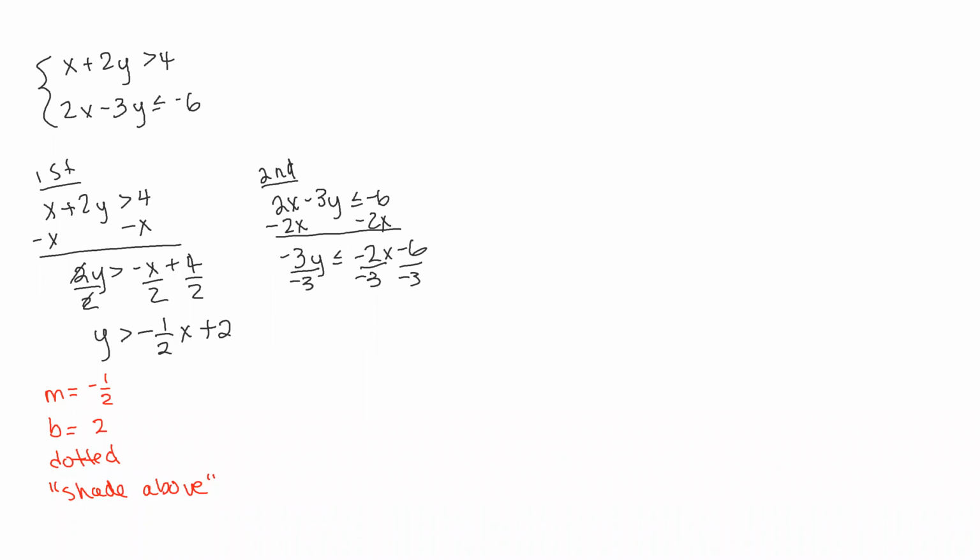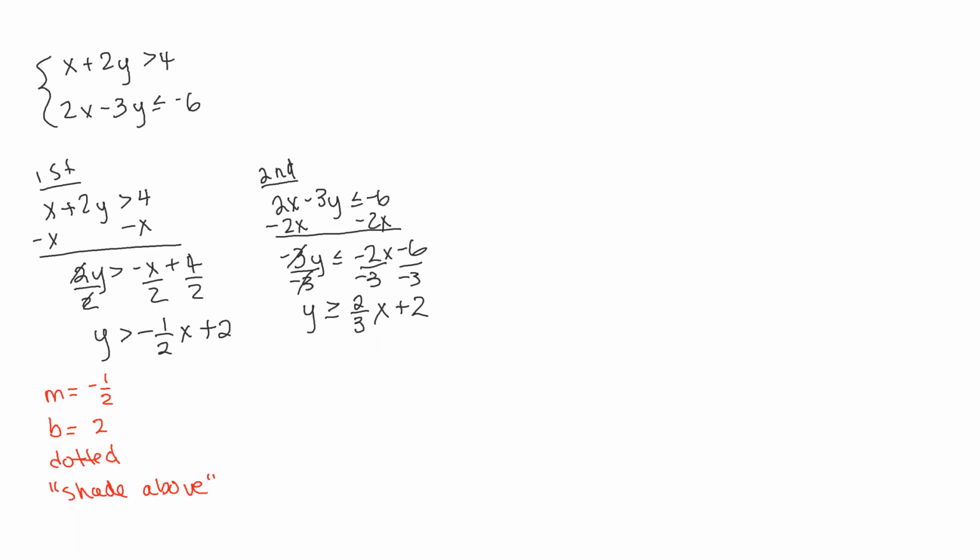So for the first term, negative 3 divided by negative 3 is 1. 1 times y is y. We flip the inequality symbol. It now becomes greater than or equal. And then for the x term, negative 2 and negative 3 simplify to be positive 2/3 x. And then finally, negative 6 divided by negative 3 is plus 2.